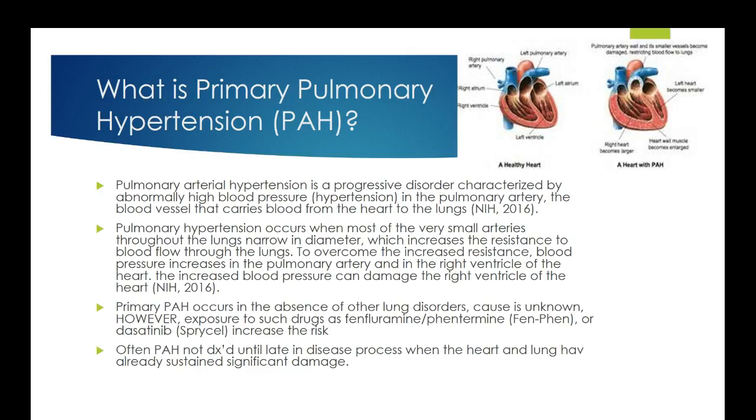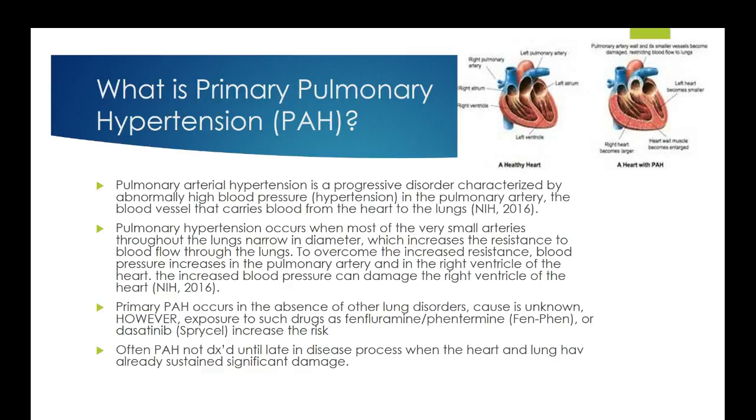So what is primary pulmonary hypertension, or pulmonary arterial hypertension? Pulmonary arterial hypertension is a progressive disorder characterized by abnormally high blood pressure, or hypertension, in the pulmonary artery, the blood vessel that carries blood from the heart to the lungs.